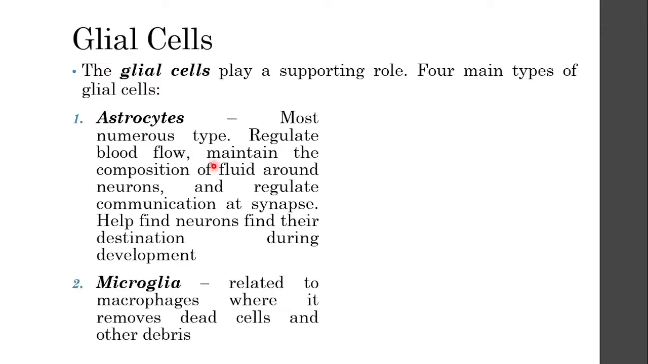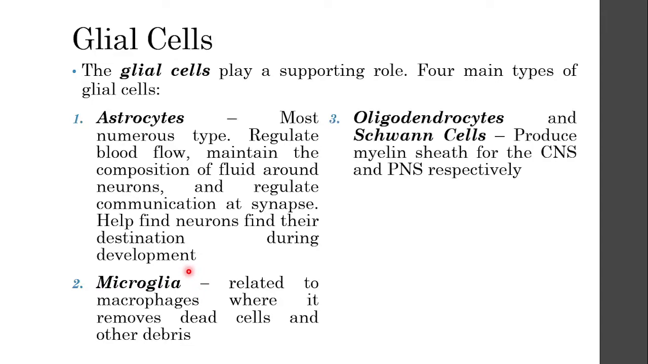Next, we have the microglia. The job of the microglial cells, similar to macrophages, is for the immune system. They are necessary to remove dead cells and other debris in our nervous system in order to protect and clean up our nervous system. And then we have the oligodendrocytes and the Schwann cells. They are basically the ones producing the myelin sheath. Oligodendrocytes produce the myelin sheath for the CNS, and Schwann cells produce the myelin sheath for the PNS, so for the central nervous system and the peripheral nervous system.